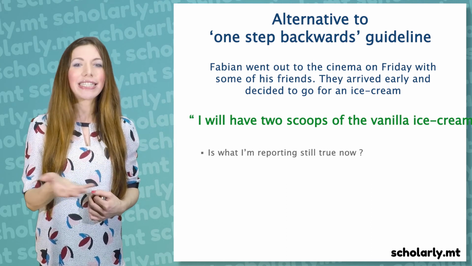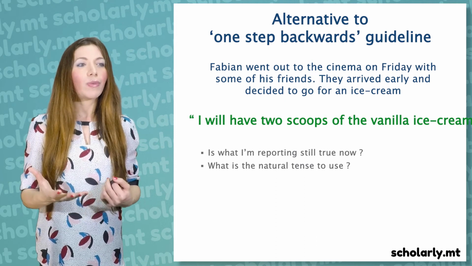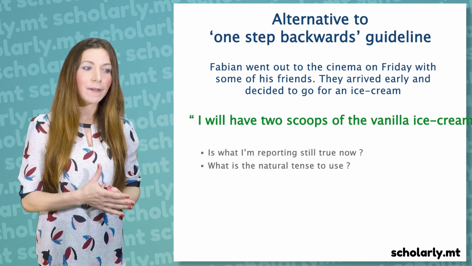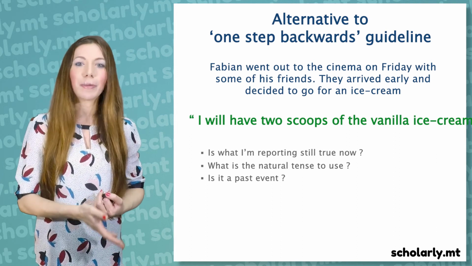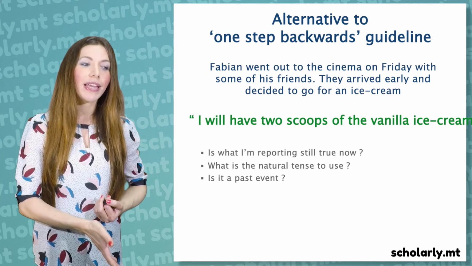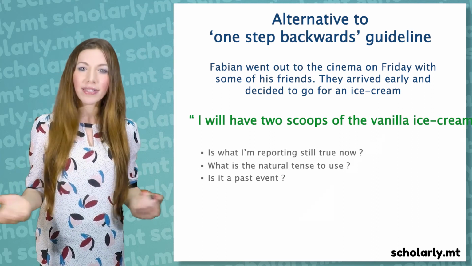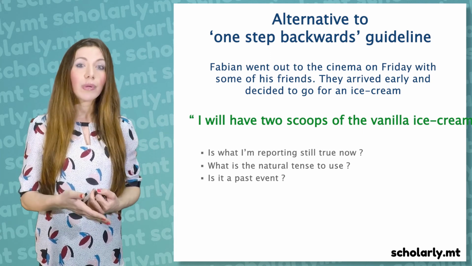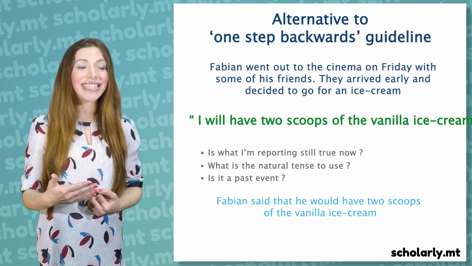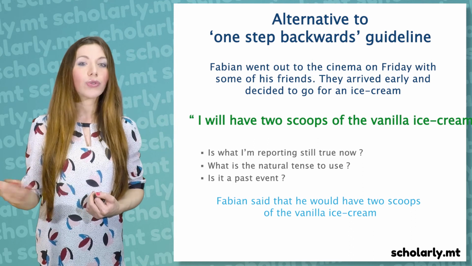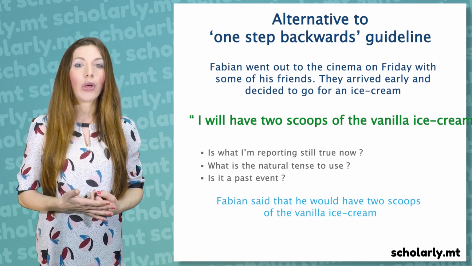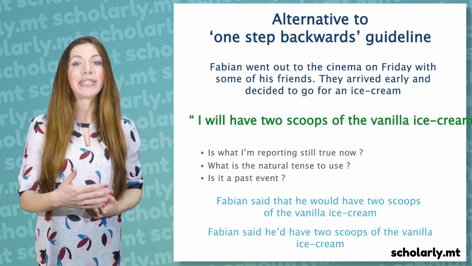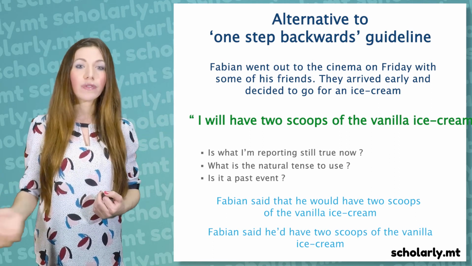So is it still true now? And what is the natural tense to use in this sentence? Is it a past event or is it still applicable to now? In this case, it was a past event and it has no relation to the present. So we would say, Fabian said that he would have 2 scoops of the vanilla ice cream. Or Fabian said he'd have, without the that. Fabian said he'd have 2 scoops of the vanilla ice cream.